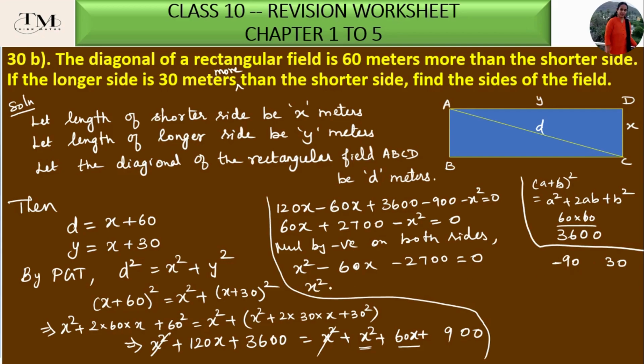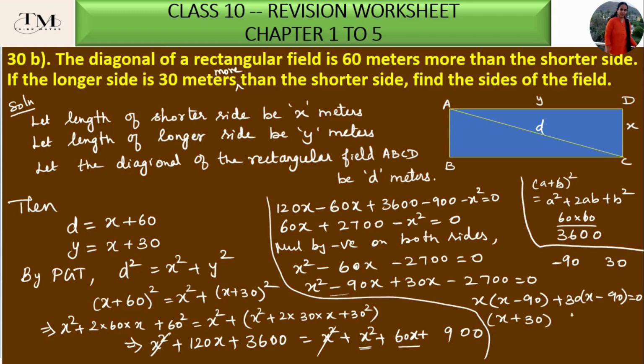So x square minus 90x plus 30x minus 2700 equal to 0. From these two terms, take the x outside, so it will be x minus 90, plus take this 30 outside, so it will be x minus 90, since 30 into 90 is 2700. Now club the terms outside the bracket. So x plus 30 into x minus 90 equal to 0. Now remember this equation. Let us solve this equation in the next page.